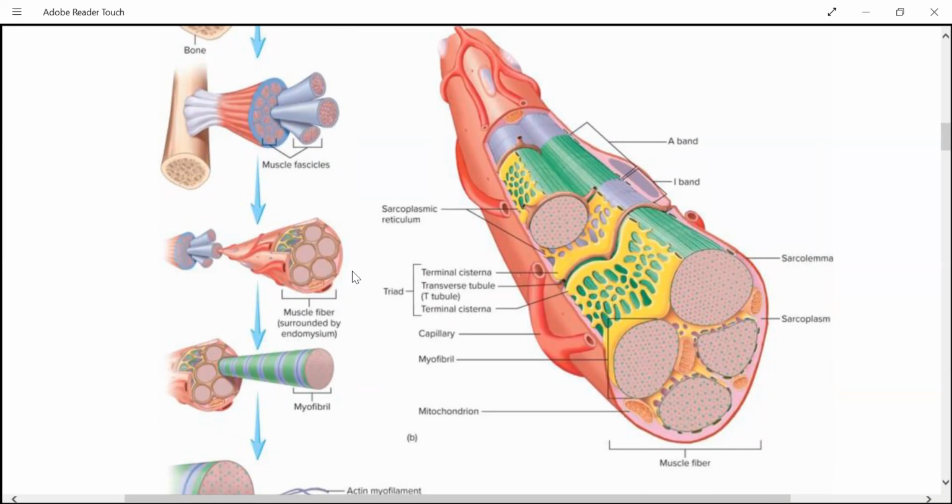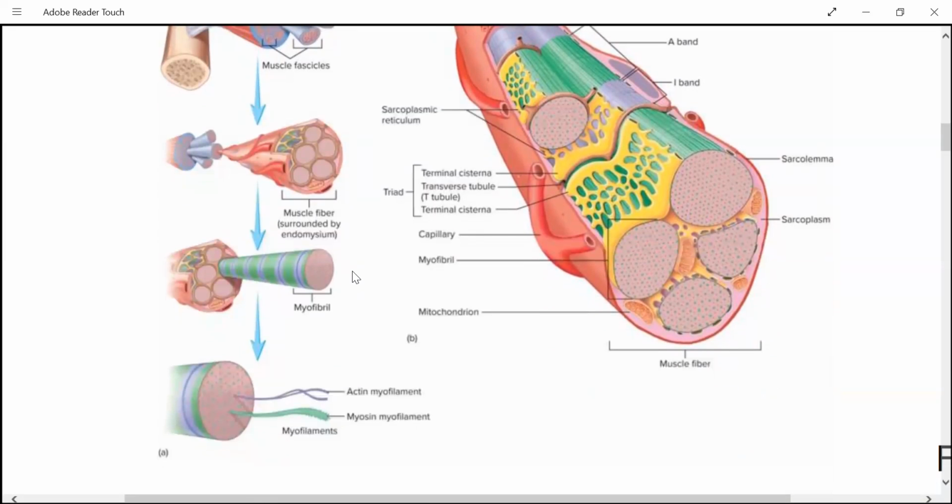So now we're going to go even more zoomed in than we have thus far. Our muscle fibers are made up of myofibrils, and our myofibrils are made up of myofilaments. These are our microscopic proteins. We have actin, which is the thin myofilament, and we have myosin, which is our thick myofilament. Now we're all the way zoomed in, all the way down to the myofilaments. So now we're going to go back up.